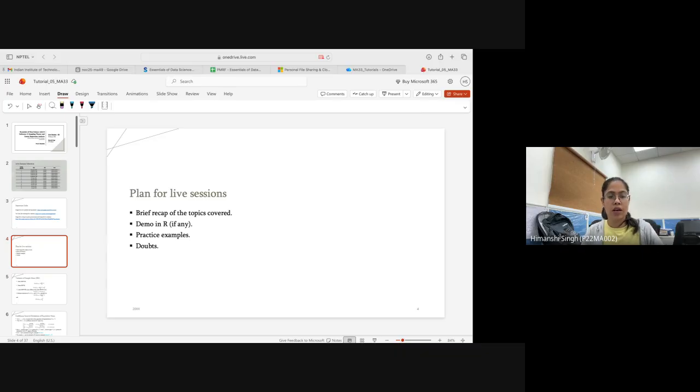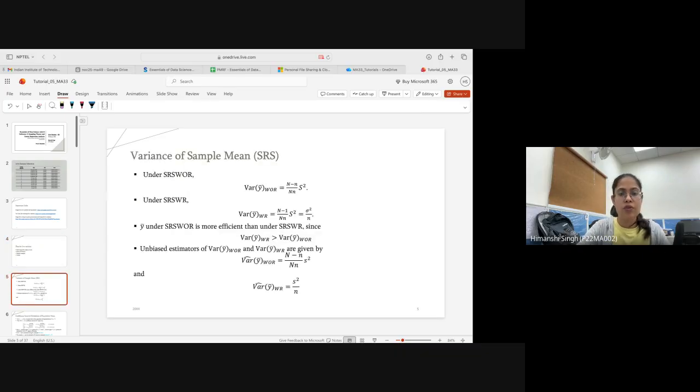First of all, I will be giving you a brief recap. In the previous lectures, we were talking about how we can generate a sample from a population using R, where we are considering only simple random samples, with replacement and without replacement. Both techniques we were discussing, and how we can generate samples by using the R code.